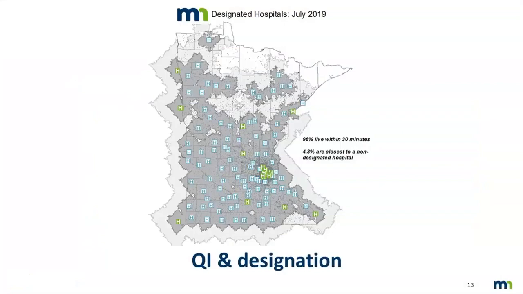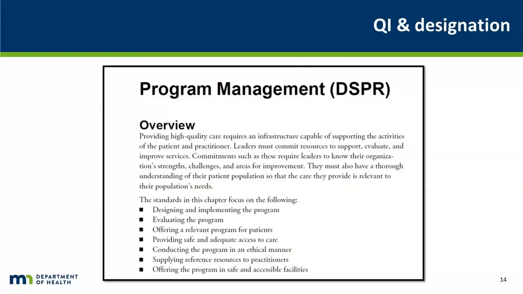So how does QI connect with designation? Honestly, it affects all levels from acute stroke ready to primary stroke centers and comprehensive stroke centers. This is an excerpt from the DNV Comprehensive Standards. It states that leaders must commit resources to support, evaluate, and improve services.